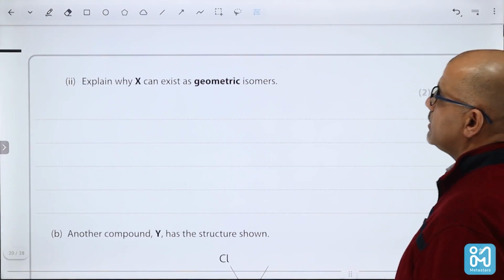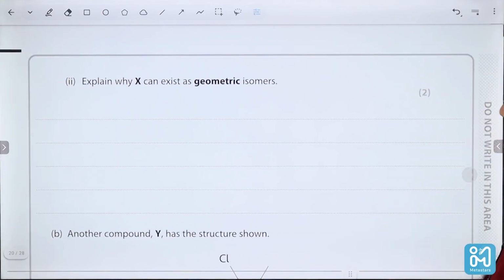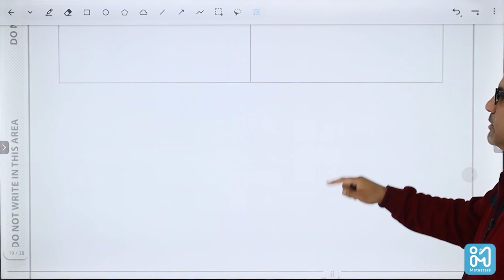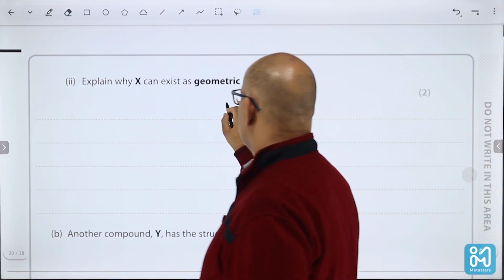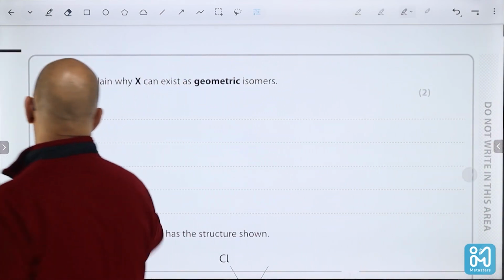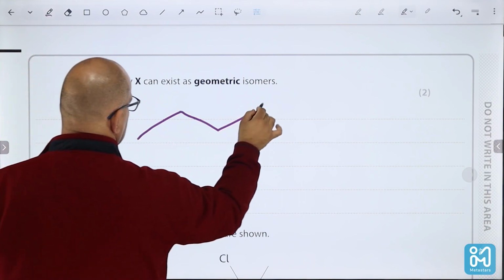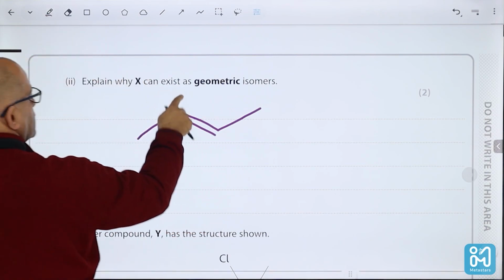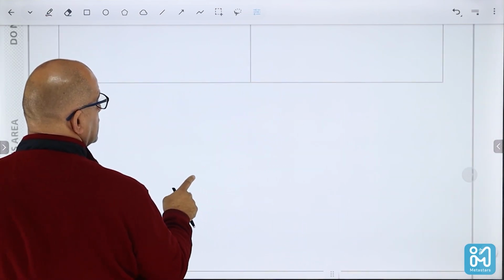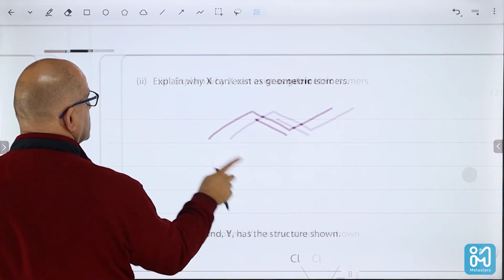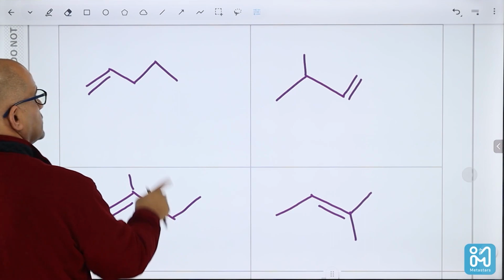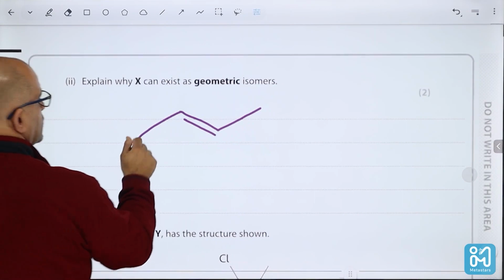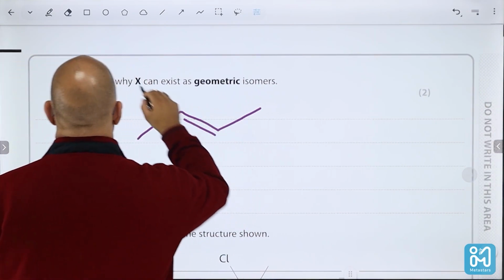Now, explain why X can exist as geometric isomers. If we return back to X, it's like that. So here this is X: 1, 2, 3, 4, 5. So we are talking about X, 1, 2, 3, 4, and this is 5.